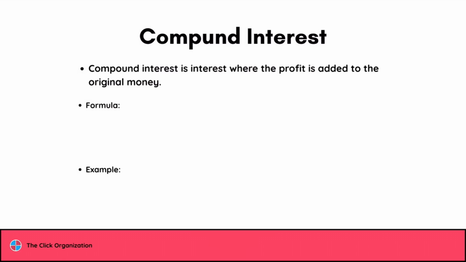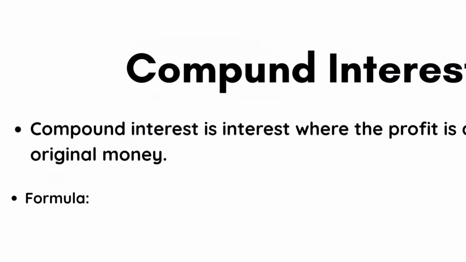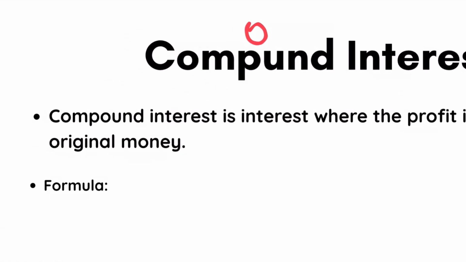So for example, you have a certain amount of money and there is a certain amount of profit added to it this year. And in the next year, when you have another amount of profit, it will be added to your original money plus all the profits that you've gotten in the previous years. That's basically what compound interest is. And compound, it needs an O in here as well.